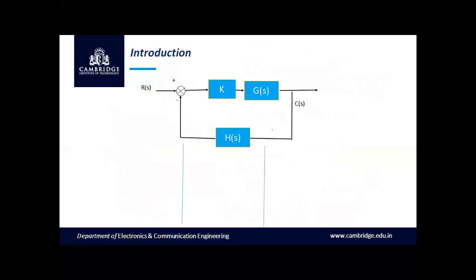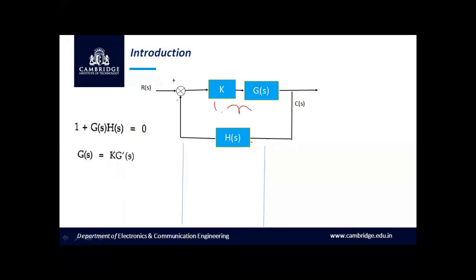Now, let us look into the basic concepts of root locus. In general, the characteristic equation of a closed loop system is given by 1 plus G(s)H(s) is equal to 0. For the root locus, the gain K is assumed to be a variable parameter and it is a part of the forward path of the closed loop system as shown in the block diagram.